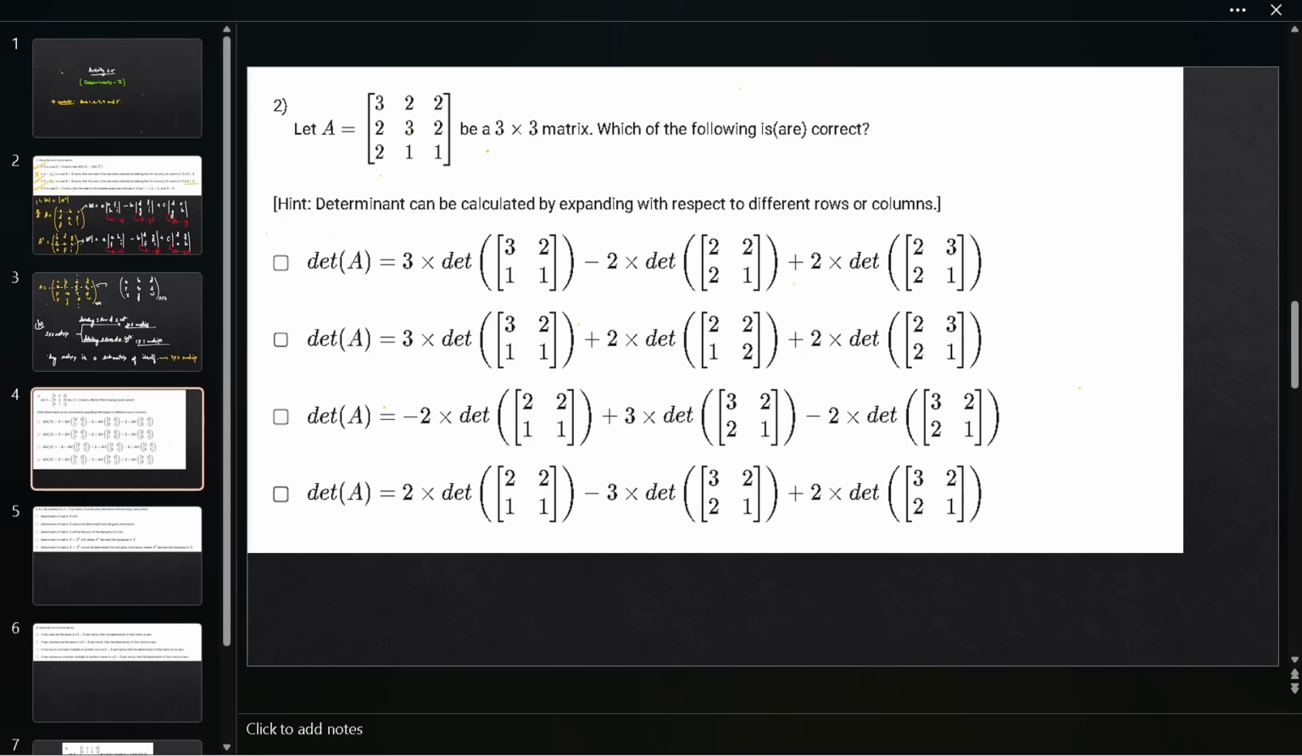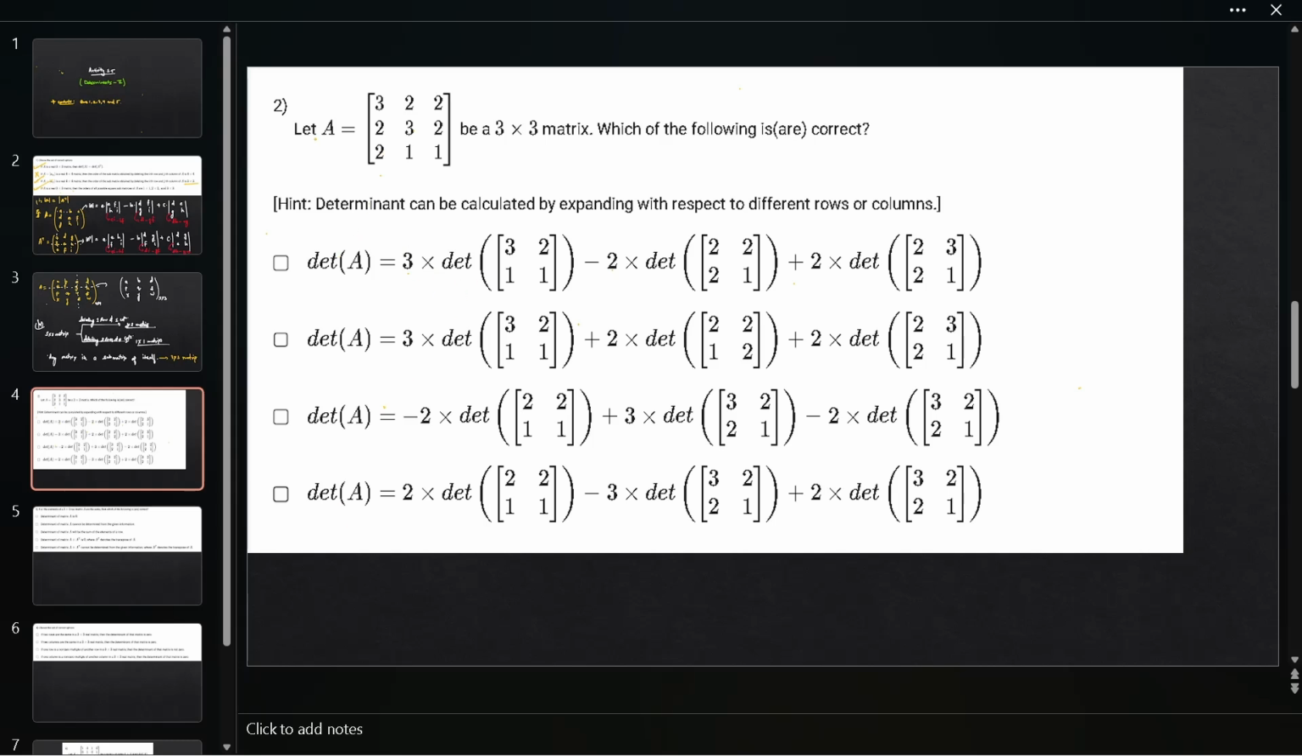Question 2 says A is a 3 cross 3 matrix, and which of the following options are correct about the determinant? Here, determinants are calculated by expanding along different rows or different columns. So what about option A? In option A, in row 1 we have 3, 2, 2, and in column 1 also there is 3, 2, 2. So is it about row 1 or column 1? Let's check that by taking the matrix itself.